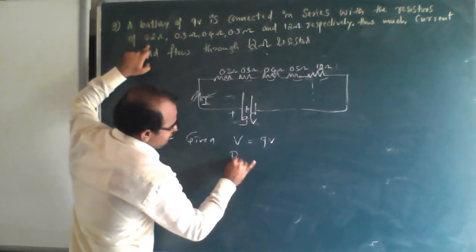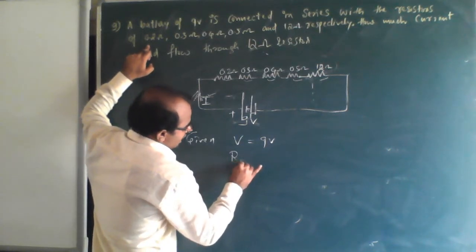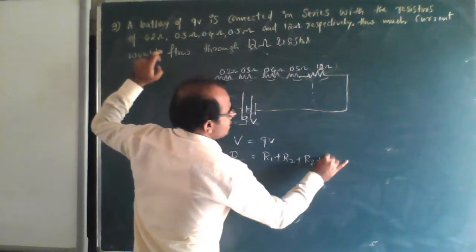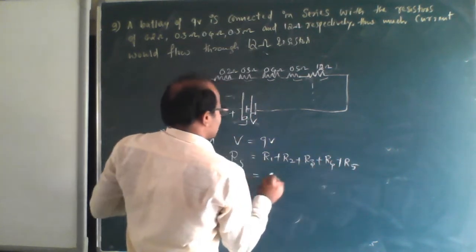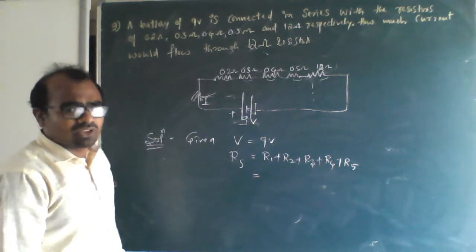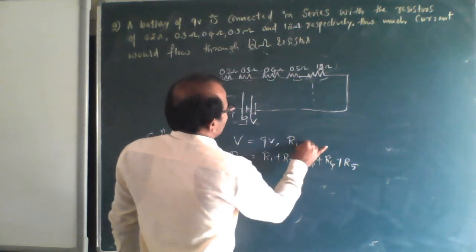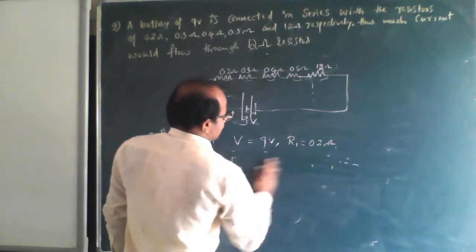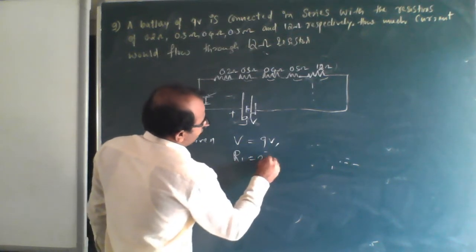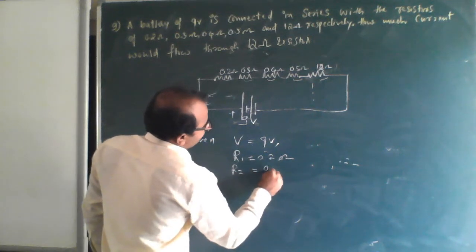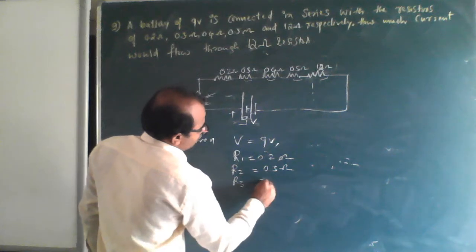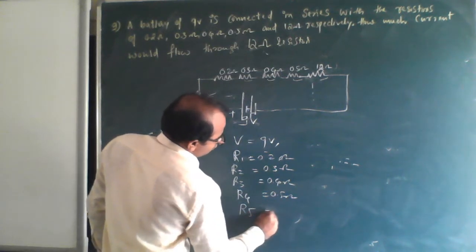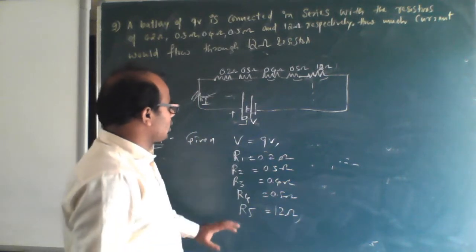So you write RS is equal to R1 plus R2 plus R3 plus R4 plus R5. You are not supposed to write R1 equal to 0.2, it is not needed that much. But still, if you want to write, you can write in the given section. R1 is 0.2 ohm, R2 is 0.3 ohm, R3 is 0.4 ohm, R4 is 0.5 ohm, then R5 is 12 ohm. So these are the 5 resistors.